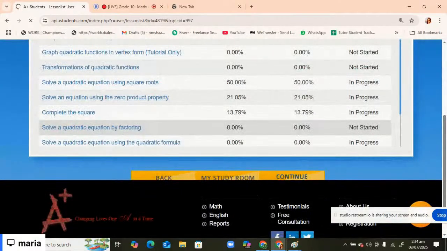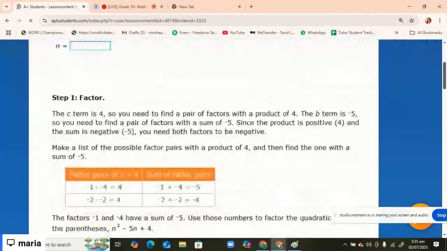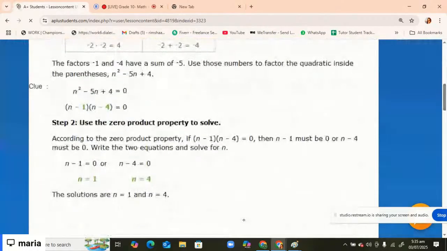Solve a quadratic equation by factoring. n square minus 5n plus 4. First of all, we make the factors. What is the first step? We make factors of these. How to make a factor?